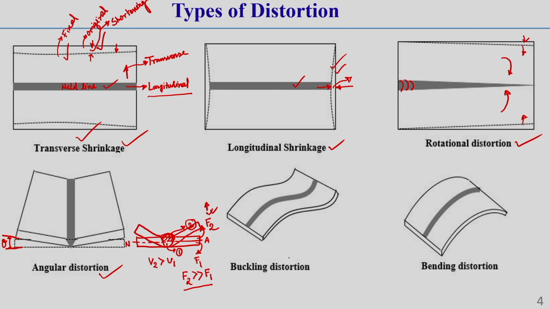And there can be another type of distortion which is called buckling distortion. This buckling distortion generally occurs due to the combination of different types of distortion which I have told, and especially this buckling distortion occurs in the case of a thin plate. And what happens is, if the length of the weld in the case of a thin plate is more than its critical length of buckling, then there is a chance of the plate buckling.